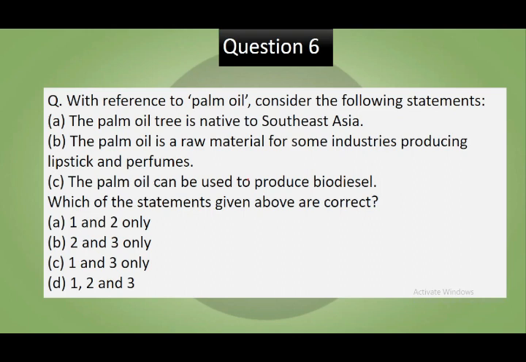We'll move towards question number 6. With reference to palm oil, consider the following statements. A. The palm oil tree is native to Southeast Asia. B. Palm oil is a raw material for some industries producing lipsticks and perfumes. C. Palm oil can be used to produce biodiesel. Which of the following statements given are correct? Pause the video, try to answer. So basically the correct answer is B.